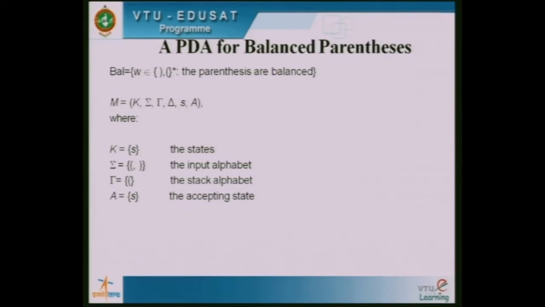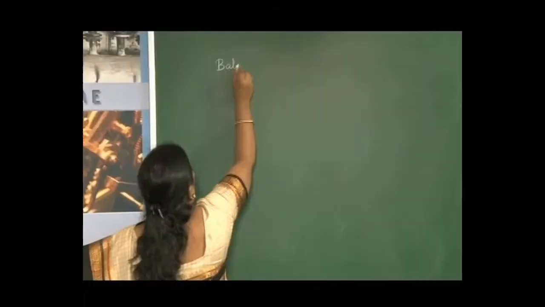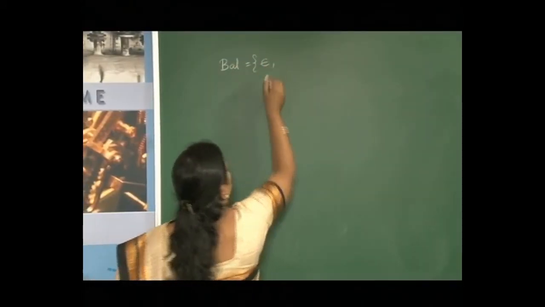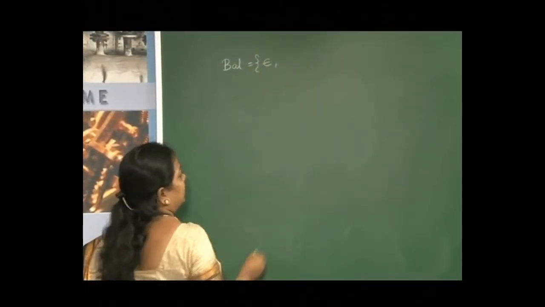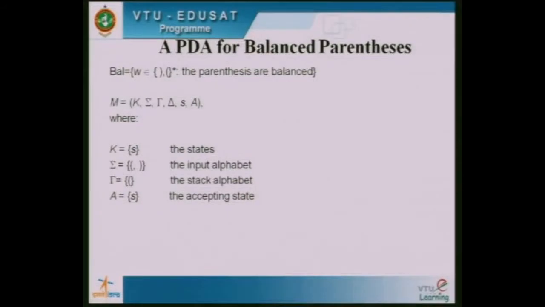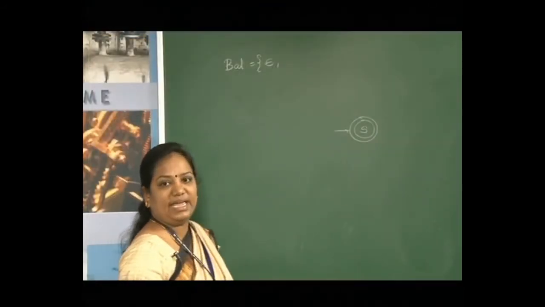How will you design this language? What are the possible strings of this language? First you tell me. Balanced parenthesis. What are the possible strings? The first one is epsilon, right? So the initial state will be the final state, and we have taken only a one-state PDA here.